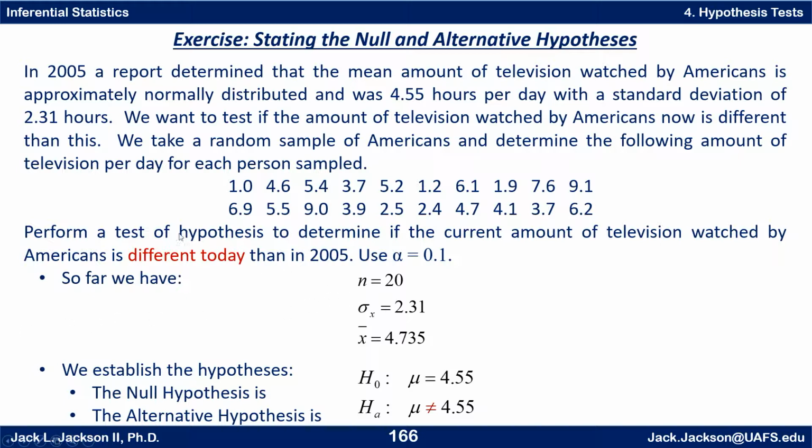Okay, so again, since we're talking about different today, we're talking about a two-tailed test. The alternative hypothesis is mu is not equal to 4.55. The null hypothesis is that mu equals 4.55. We have the sample size of 20. Sigma of the x's, the original standard deviation of individuals, is 2.31. The sample statistic is 4.735.